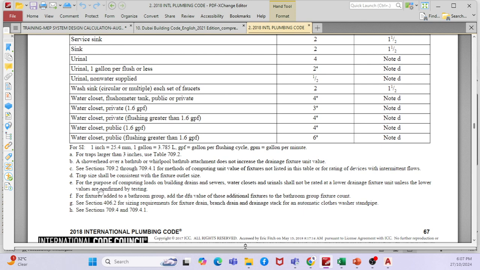You can see, for the purpose of computing loads on the building drain and sewers, water closet and urinal shall not be rated at lower drainage fixture unit unless the lower values are confirmed by testing. Trap size shall be consistent with the fixture outlet size, right? Okay, so when you go to catch basin, they have calculated for 110 mm pipe size. So the flow rate will depend on 110 mm. So that is why directly the pipe size is arrived at, right?